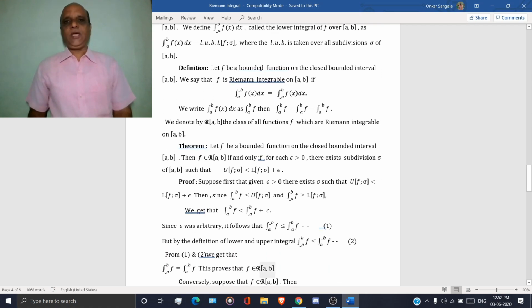Let f be a bounded function on the closed bounded interval AB, then we say that the function f is Riemann integrable on the closed interval AB if the upper integral a to b of f of x dx is equal to the lower integral a to b of f of x dx. That means if the upper integral and lower integral are equal, then that function is called a Riemann integrable function over the closed interval AB.